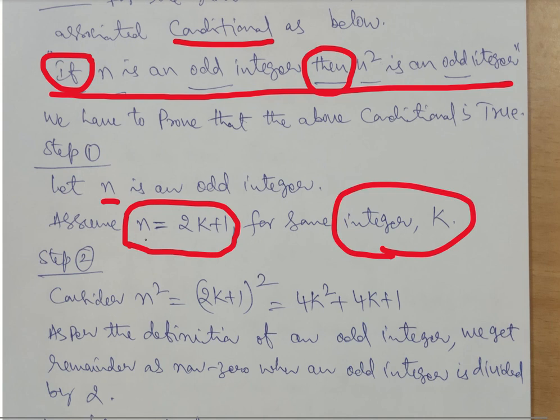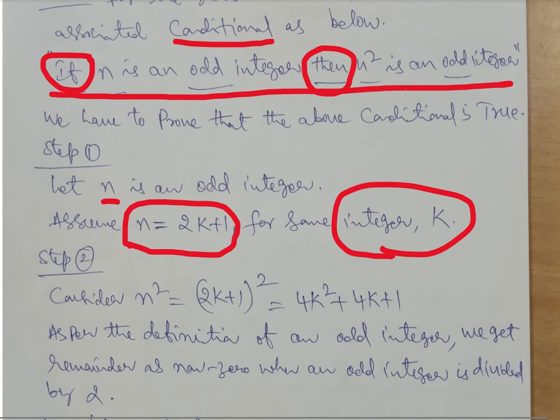So if I say 5, how can I write 5? 5 is equal to 2 into 2 plus 1. So 2 into 2 is 4, plus 1. So for some integer I can establish 5. Similarly 7. 7 is an odd integer. I can write 2 into 3 plus 1. So for some value of k, I can represent the given odd number as n is equal to 2k plus 1. So now this is the p. Now what is q?